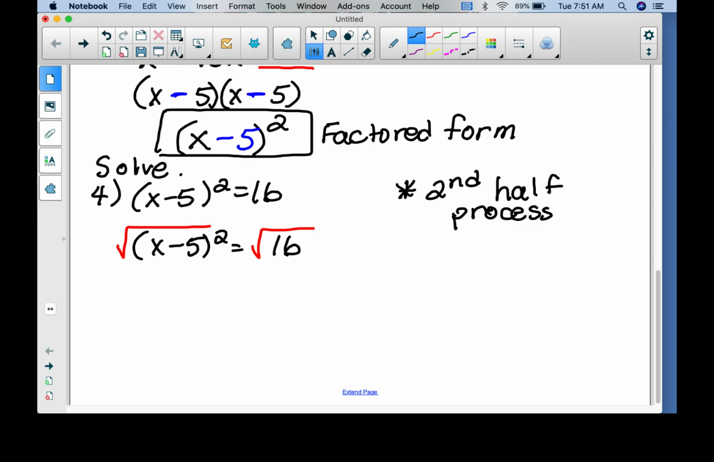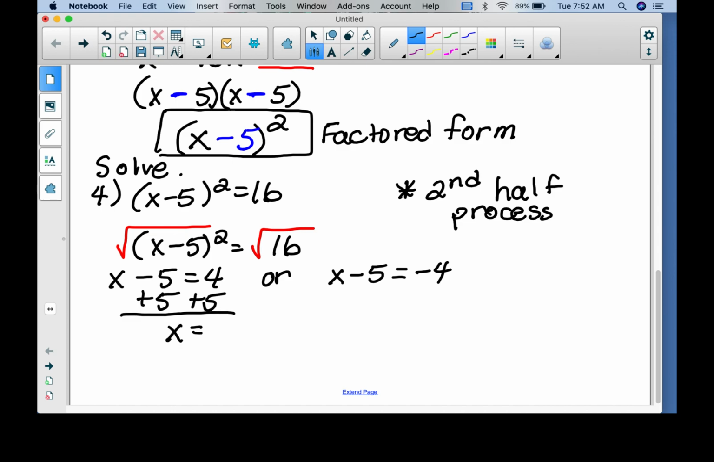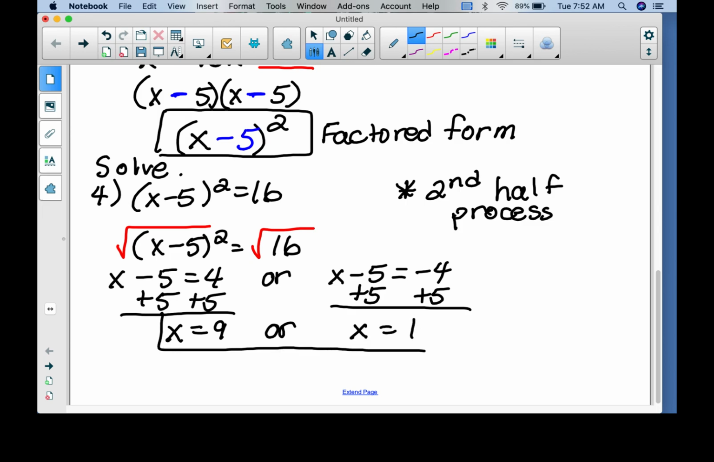I get 2 answers. So I'm going to set this equal to +4 and -4, just like our quadratic formula and our factoring and solving with the calculator. If we've done all those methods already, we were always getting 2 factors or 2 answers. The same thing applies here. And then we finish up our solving process. We get x is 9, or x is equal to 1. We still get our 2 answers, but a slightly different way.